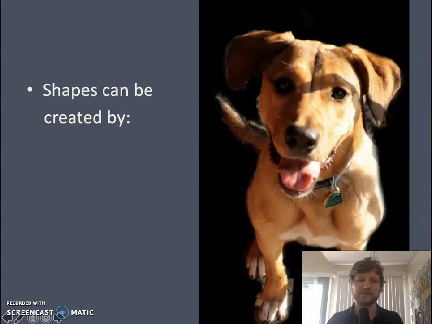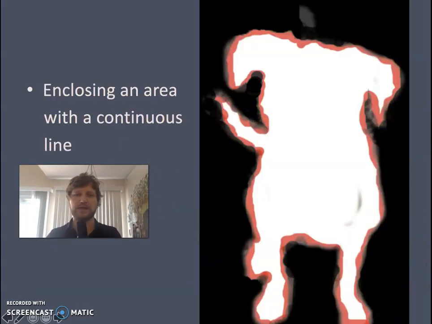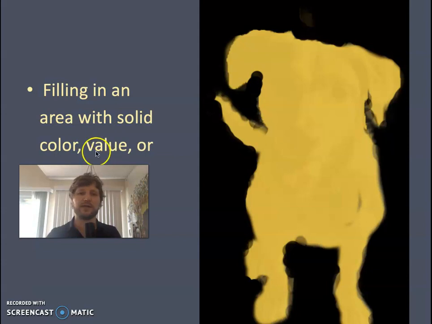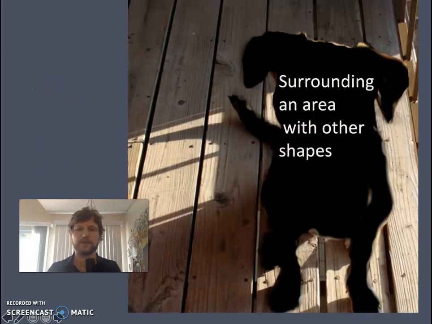Okay, so here's some ways you can create shapes. This is my dog, Calliope. You can enclose an area with a continuous line. That's probably the easiest way to create a shape. You can fill in an area with a solid color, value, or texture. Or you can surround a shape with other shapes and you create a de facto shape. So if you move into a house and all your neighbors have already built fences, hey, you don't have to build a fence because it's already there for you.